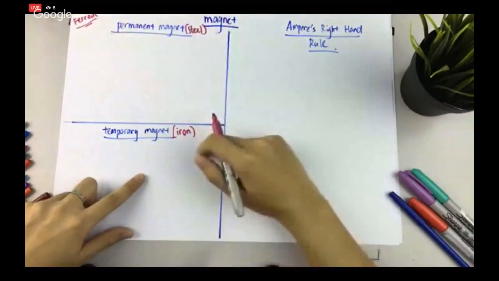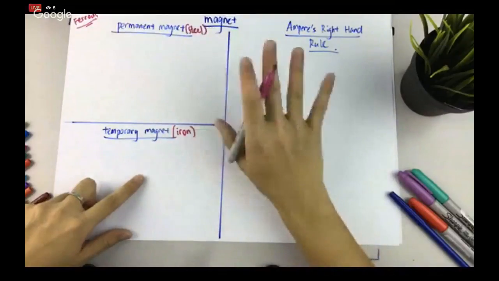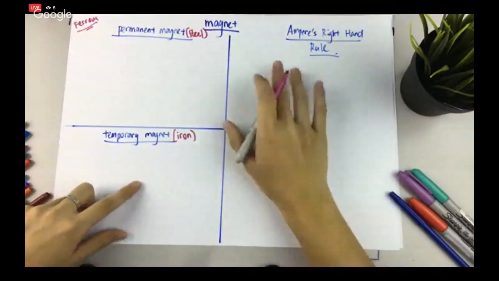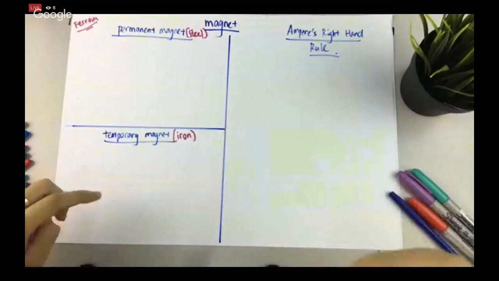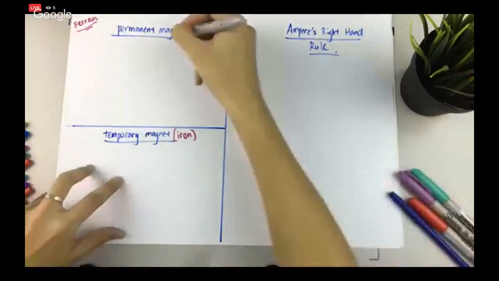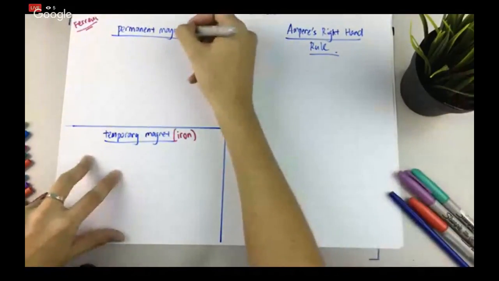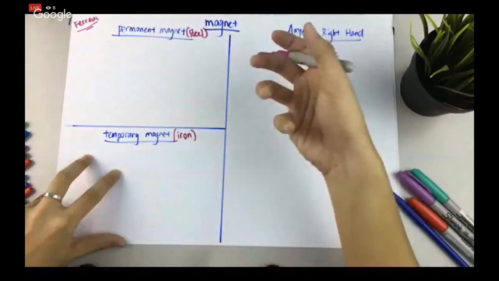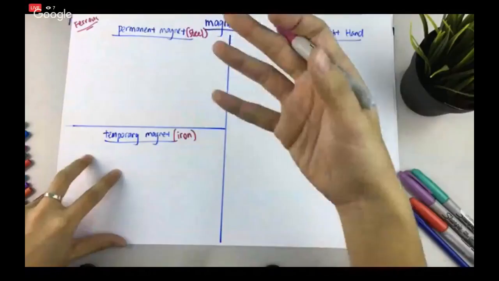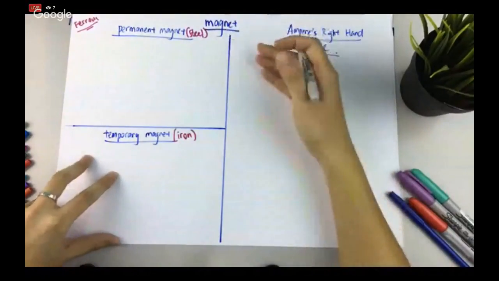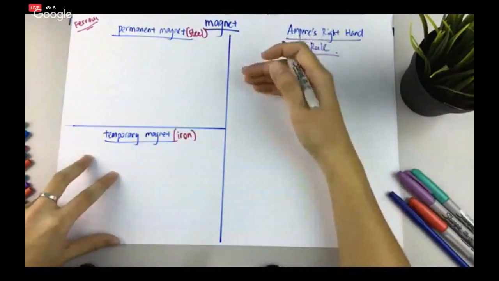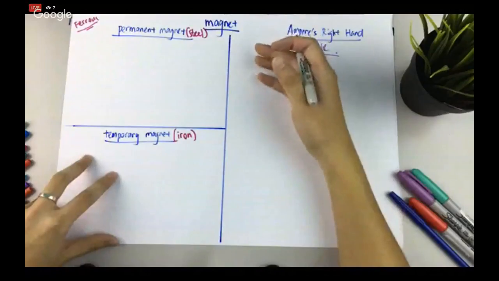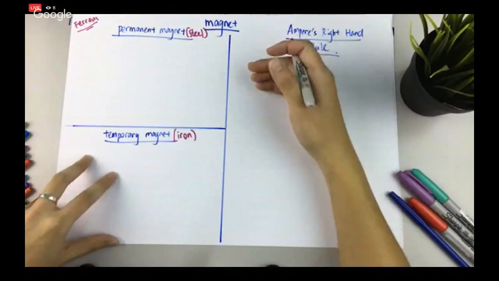Okay, so what is a permanent magnet? A permanent magnet is a steel that always retains its magnetism, but if you heat it or demagnetize it by dropping it onto the floor, then yes, it will not be a magnet anymore, but you can try to magnetize it again. The most common permanent magnet you see will be this one, the magnet bar.